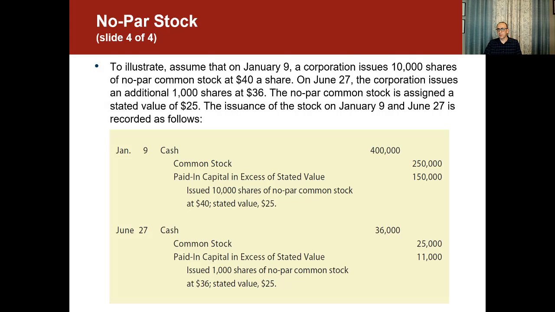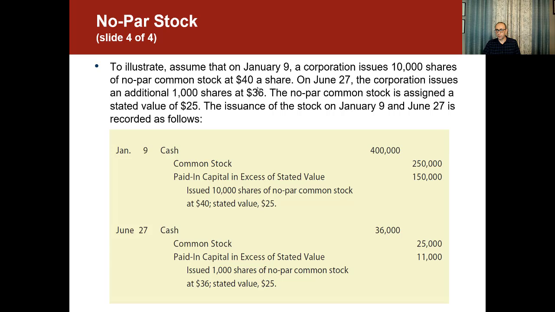So assume that on January 9th, the corporation issues 10,000 shares of no par common stock at 40. And then on June 27th, the corporation issues an additional 1,000 shares at 36. The no par common stock is assigned a stated value of $25. So we basically record this transaction as if there was a par value. But instead of using the term par value, we're going to use the term stated value. So I'll start with the common stock using the stated value. So it's $25 multiplied by the 10,000 shares, and that's $250,000.